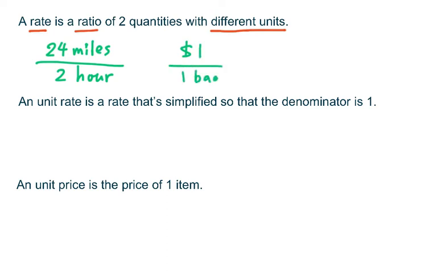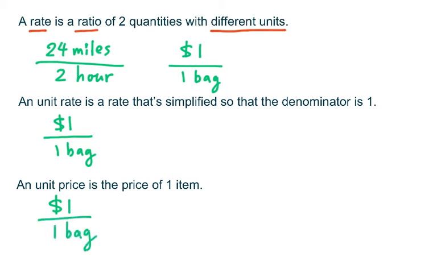That's also a rate. And if you look at these two examples, one of them is already written as a unit rate, which is $1 per one bag, because it's a rate that has a denominator of 1. The denominator is one bag. In addition, it's also a unit price because it shows me the price of one bag of chips, which is $1 per one bag.